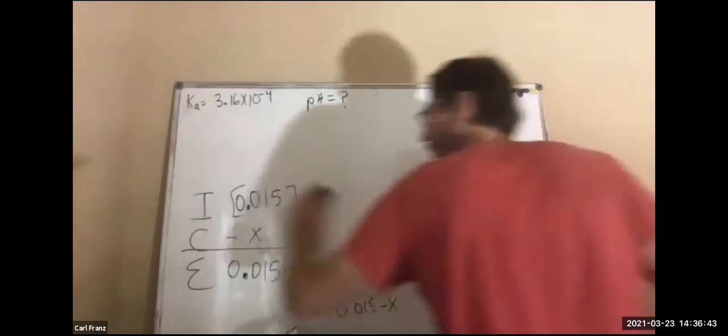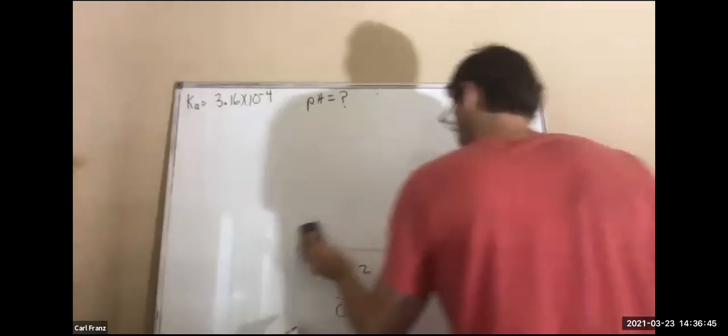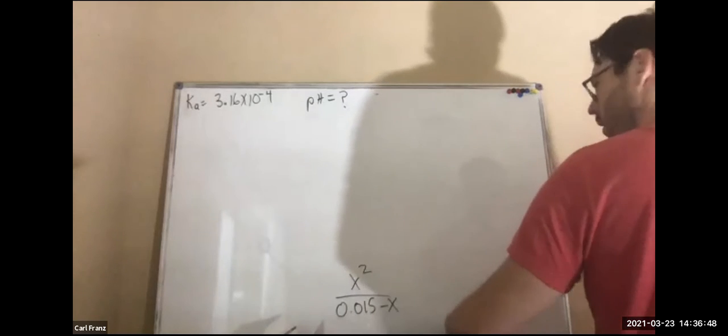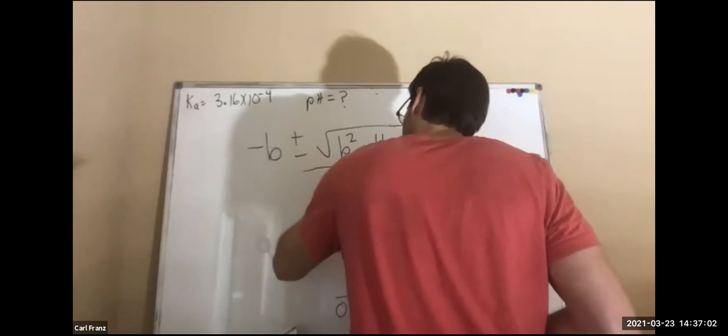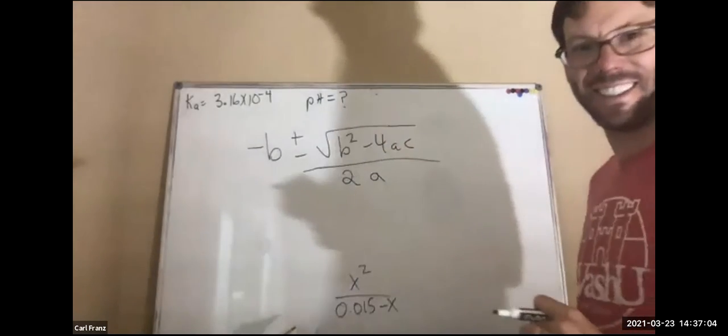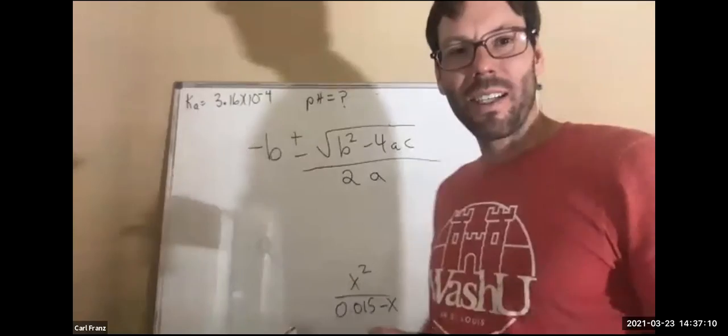Anybody remember the quadratic equation? Is it negative b plus or minus the square root of b squared minus 4ac, all over 2a? Is that right? Yes. That's like 20 years ago. What is it?